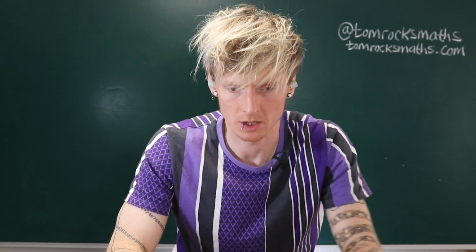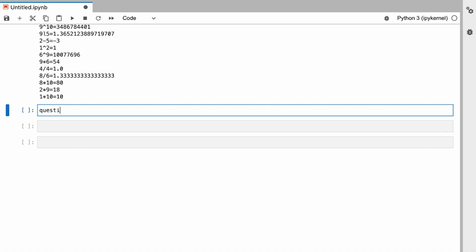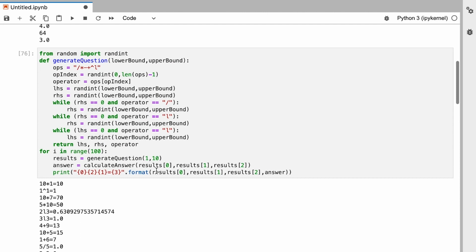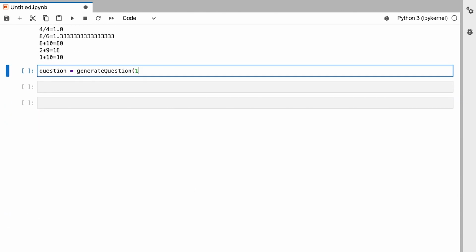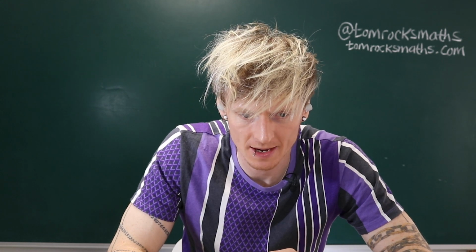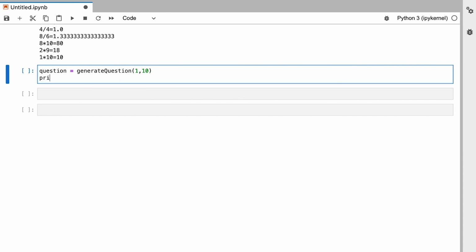Right, cool. So what we need to say is question. It's going to be given by generate question. Nice. I've now set this up with 2 inputs, lower bound and upper bound. So we're going to generate a question from 1 to 10. Keep it simple to start with. Then I need to print.